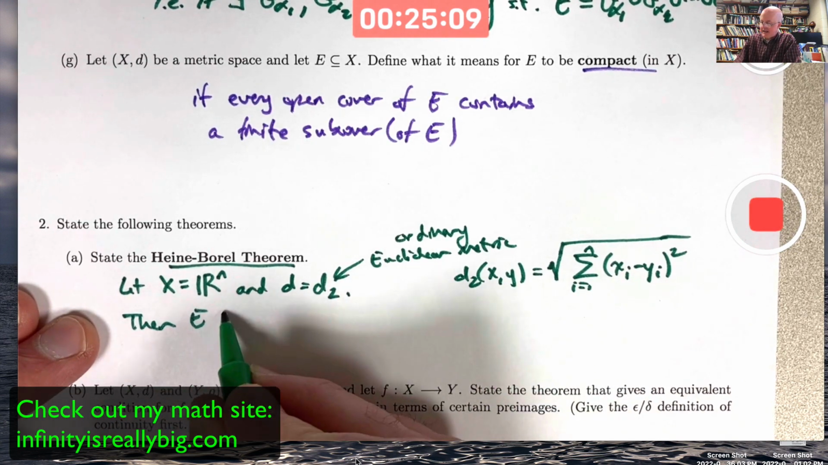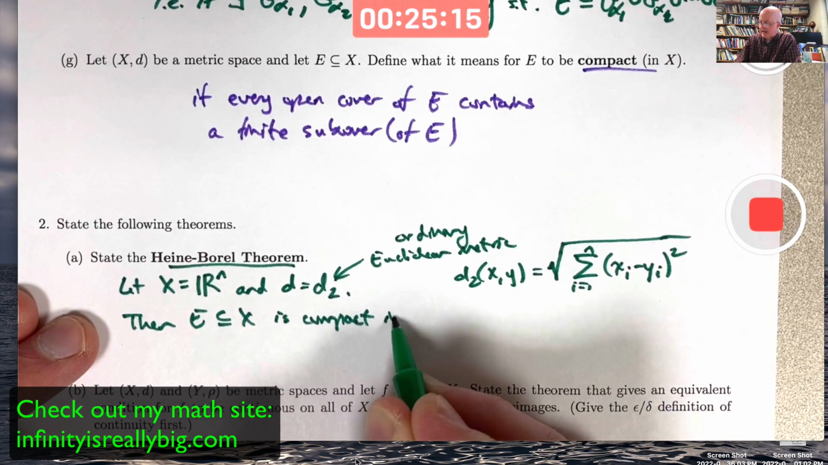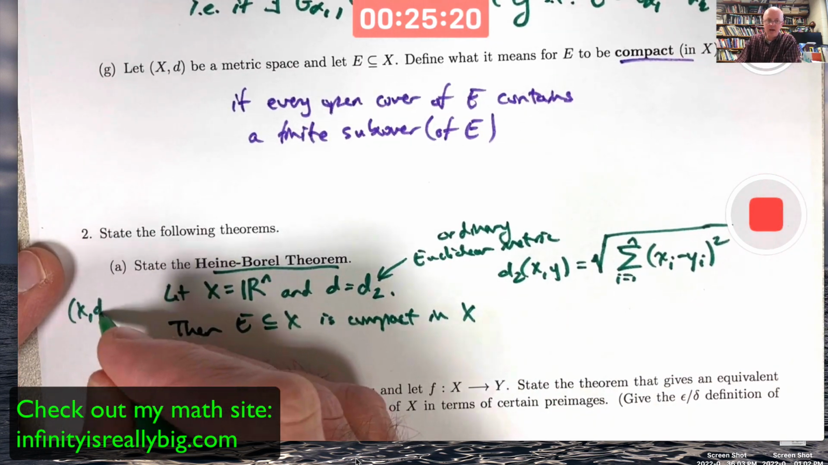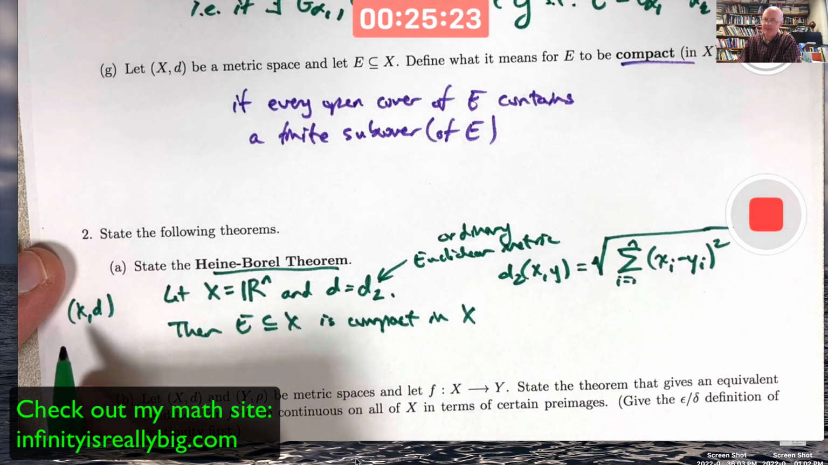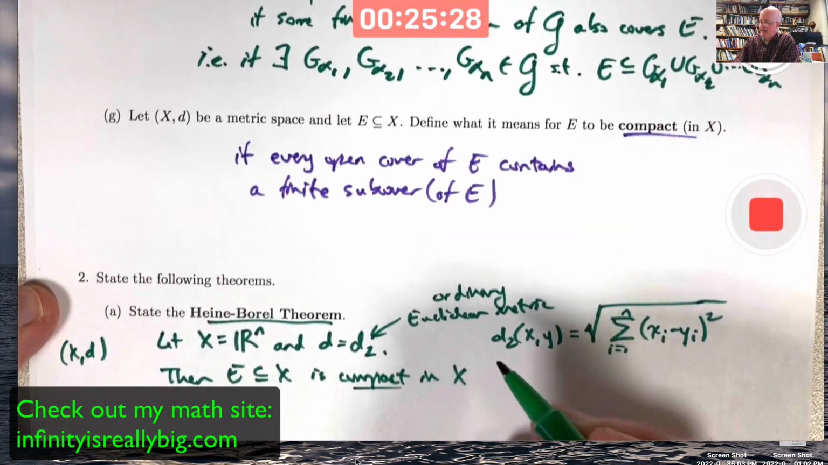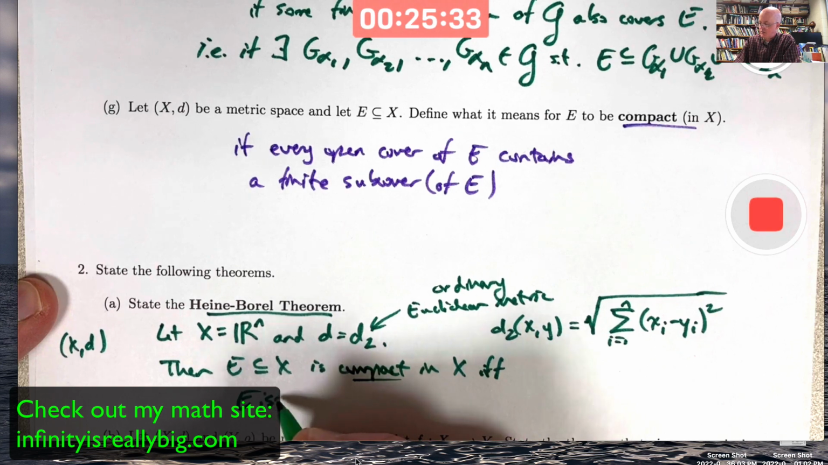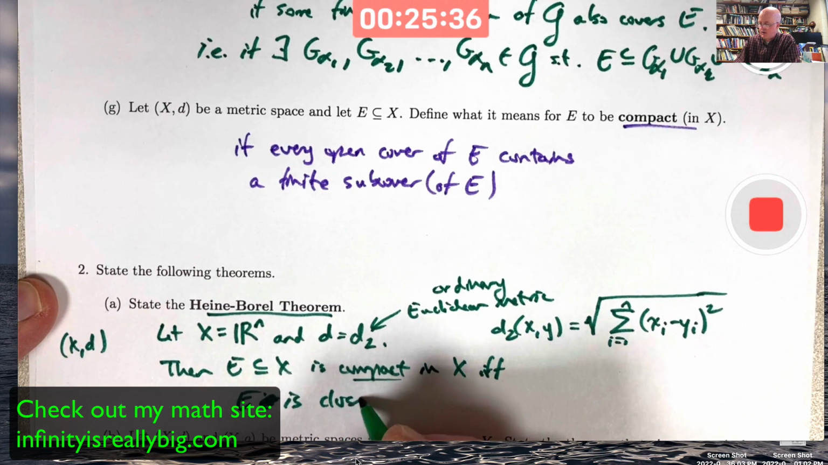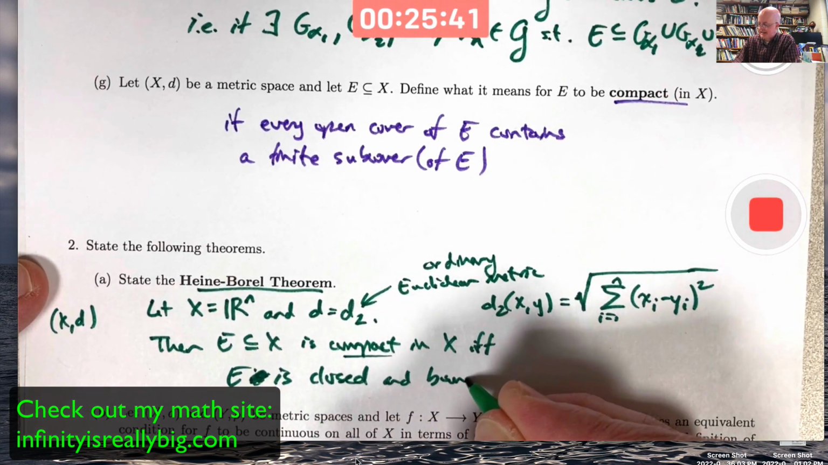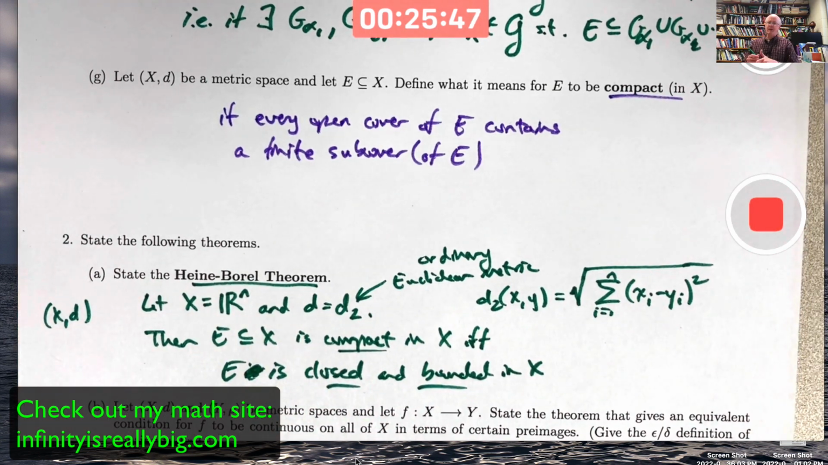Then E, a subset of X, is compact in X in this metric space, which you could also denote by X comma D to emphasize there's both a non-empty set, a space, and a metric. Compact in X by this definition, if and only if E is closed. We already defined what closed means. It contains all its limit points. And bounded in X. I haven't said what bounded means, but I hope it's pretty intuitive.